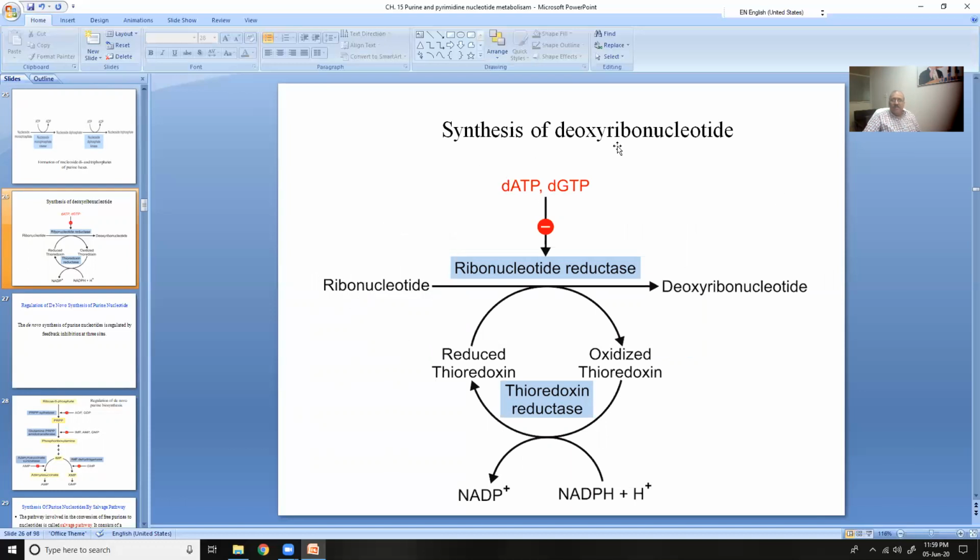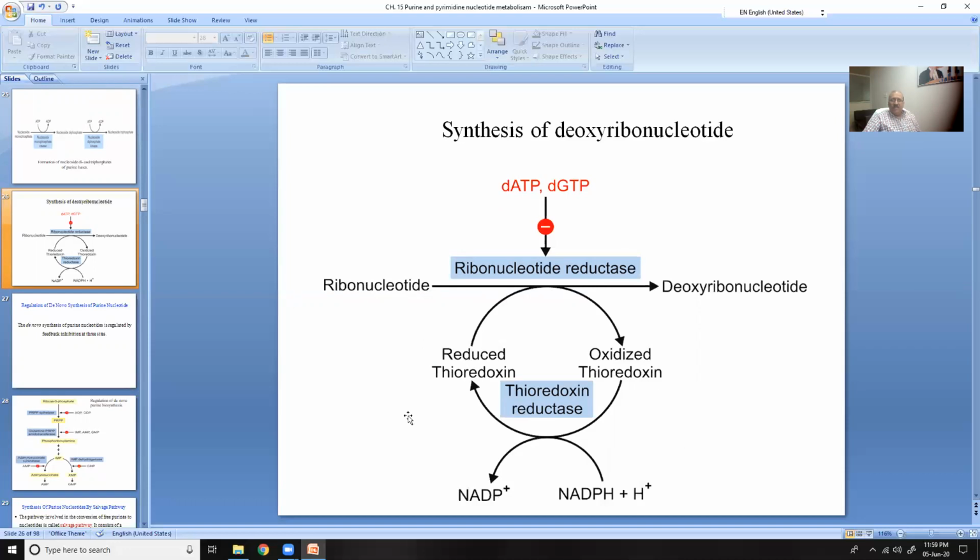Then synthesis of deoxyribonucleotide. Ribonucleotide is changed to deoxyribonucleotide by ribonucleotide reductase, with the addition of dATP, dTTP. In this reaction, reduced thioredoxin is oxidized to oxidized thioredoxin, and by thioredoxin reductase, NADP is converted to NADPH2.